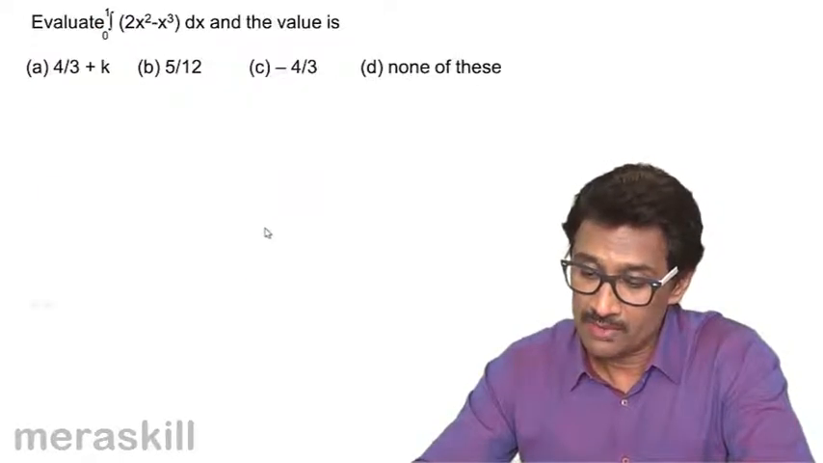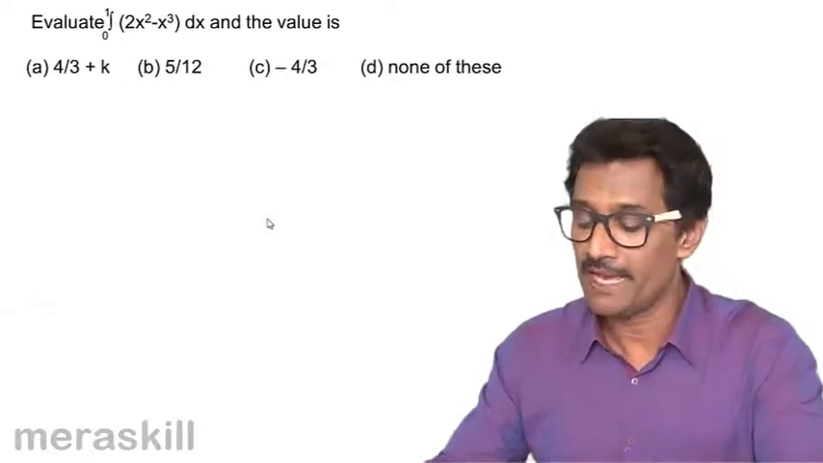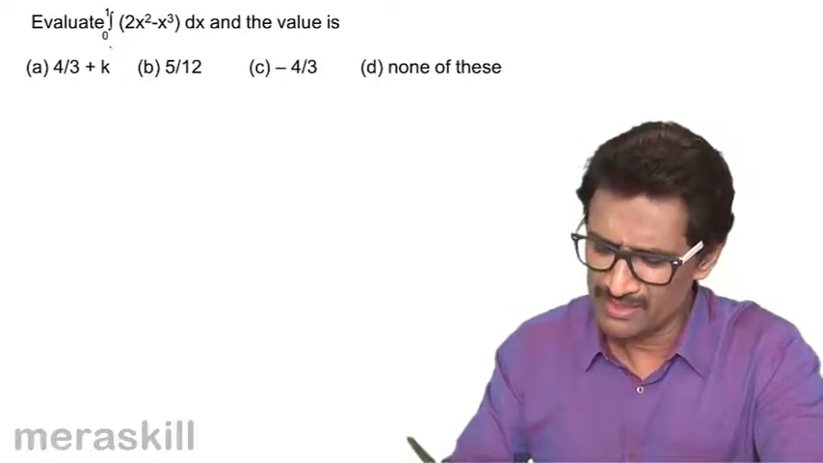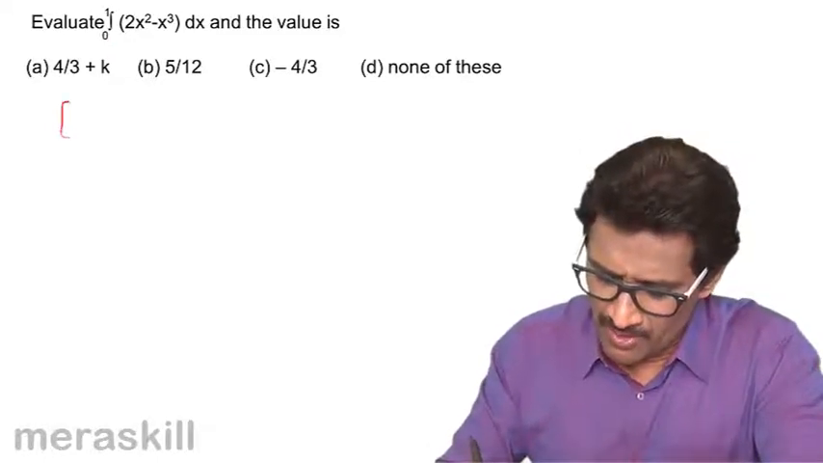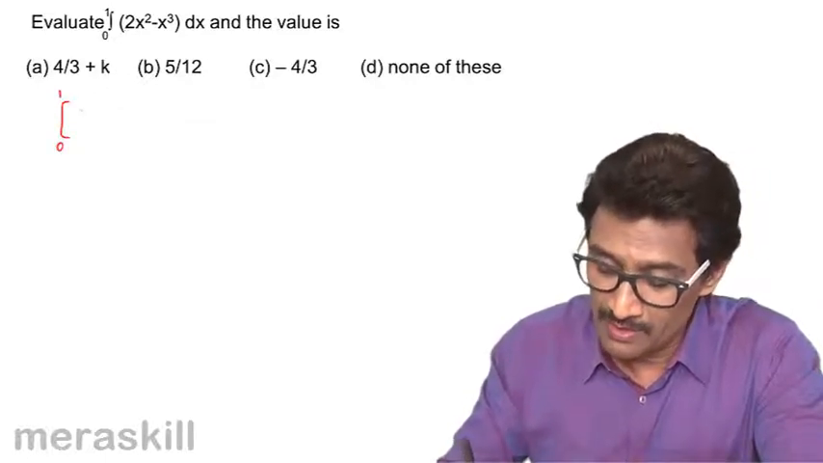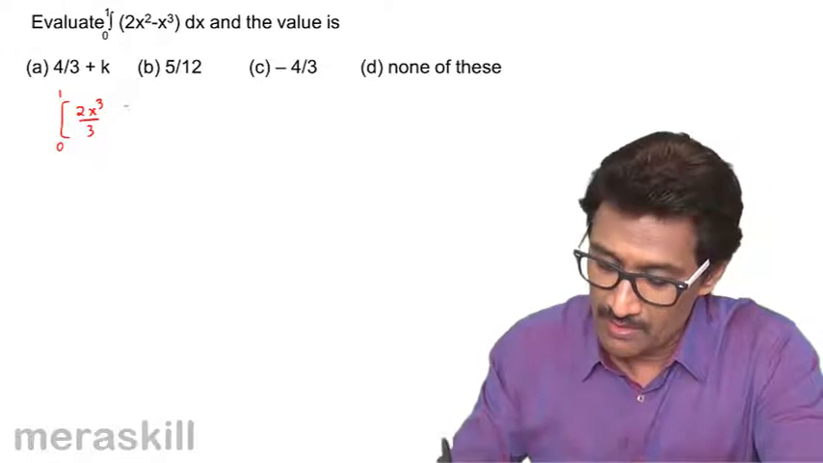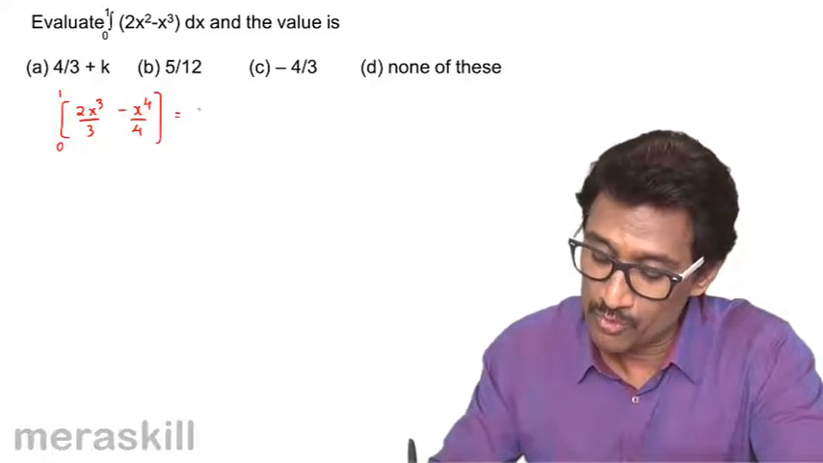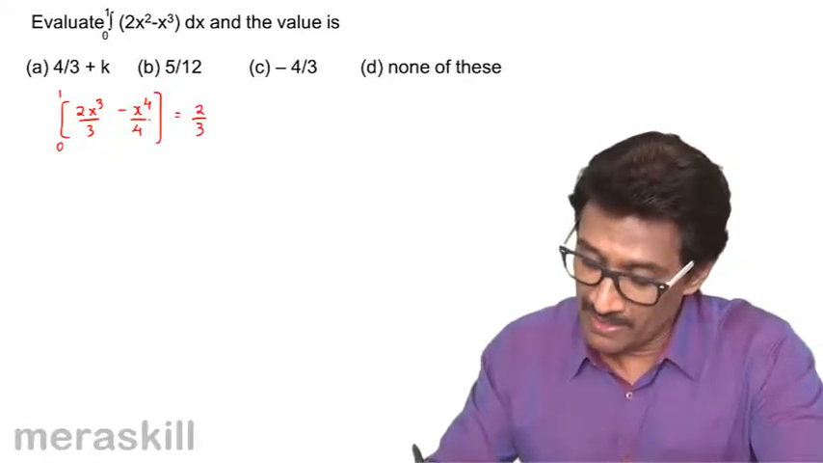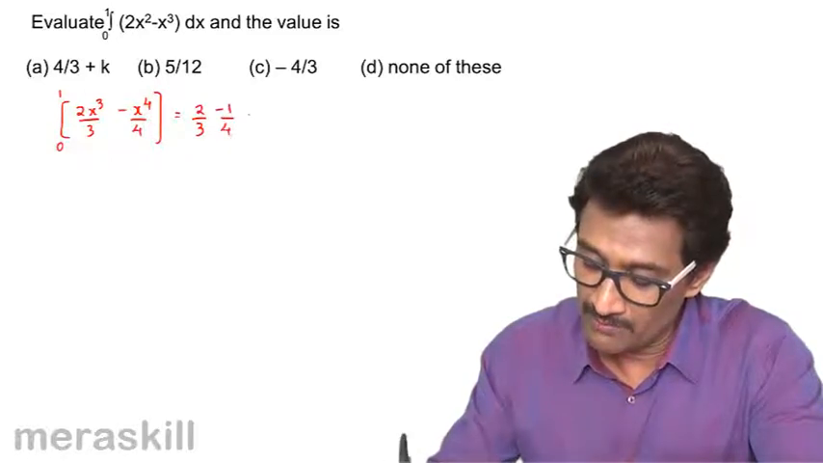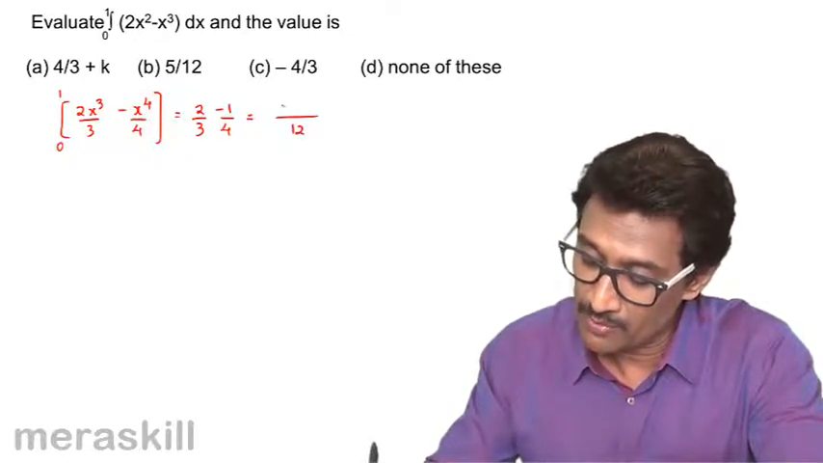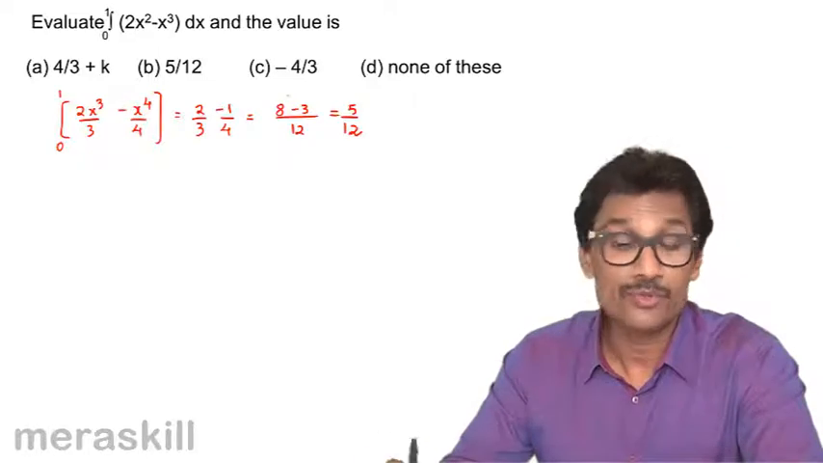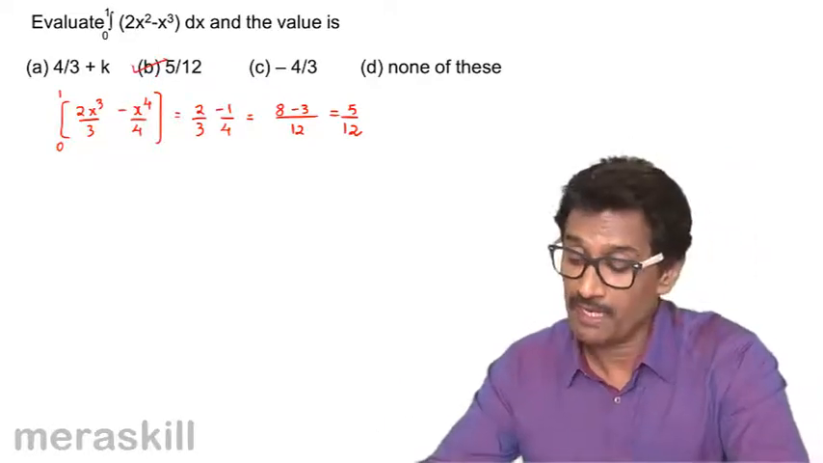Again, here we have to evaluate the integral of 2x square minus x cube dx, and the value is so and so. So it's going to be from 0 to 1. The integral of 2x square minus x cube is 2x cubed by 3 minus x raised to 4 by 4, which is going to be 2 into 1 cube by 3, 2 by 3, minus 1 raised to 4 by 4. Taking LCM, you get 12, 4 twos are 8 minus 3, so it's going to be 5 by 12. There is no constant involved over here, so it's going to be 5 by 12.